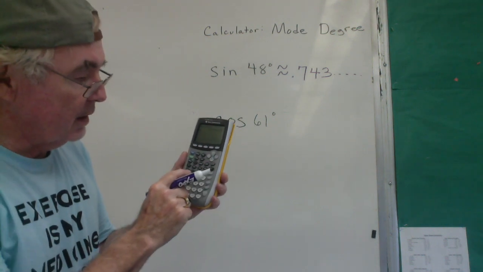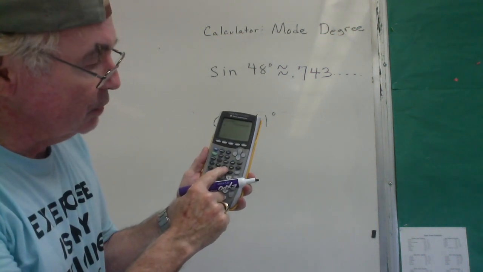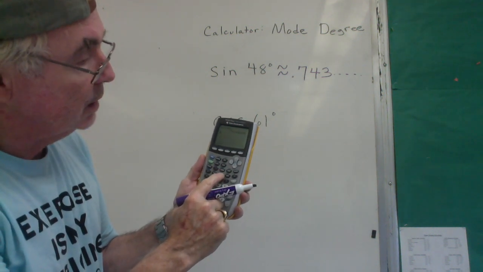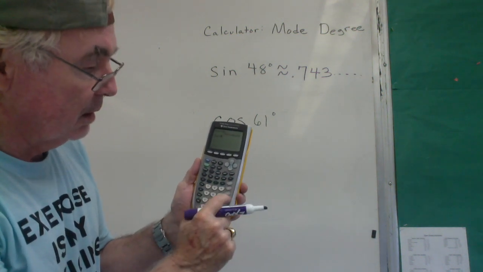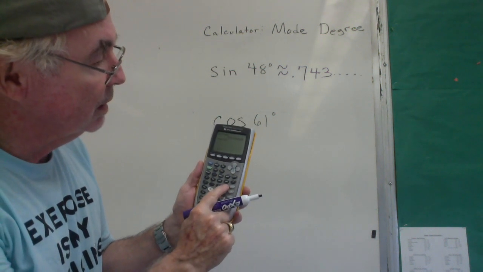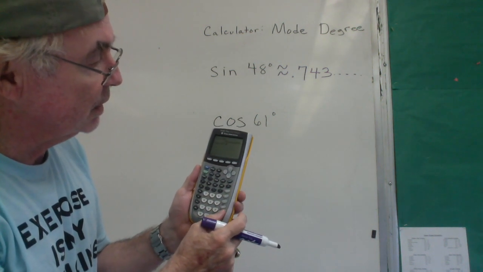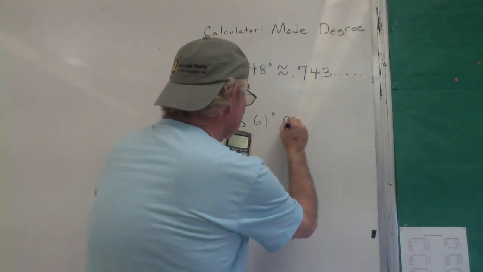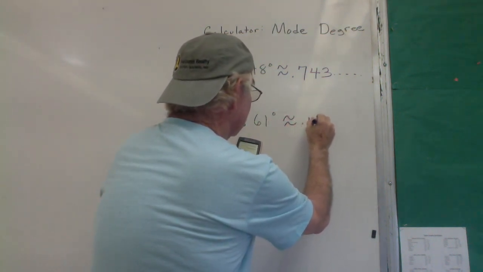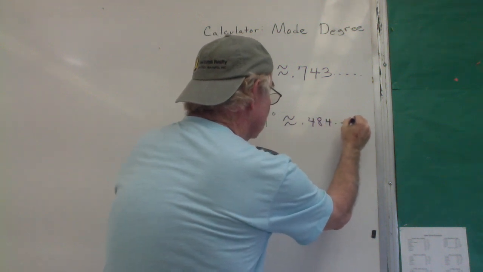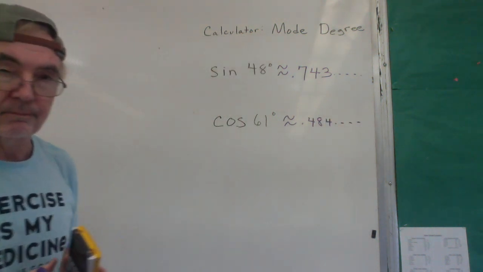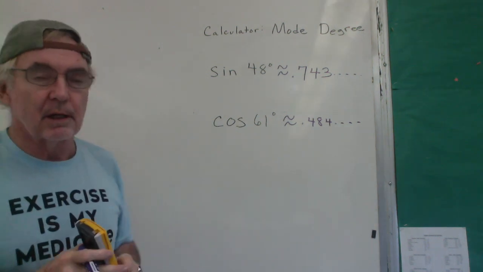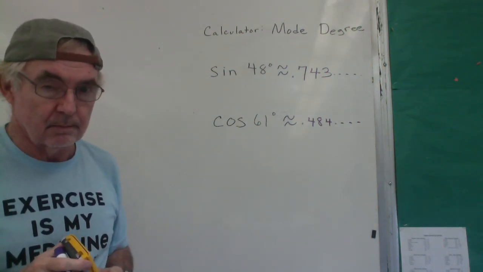The second one is the cosine. Look for the key right next to sine, cosine. Hit cosine of 61, close your parentheses and hit enter. If you have about 0.484, then you're correct. We will be using this once we master the concept of trigonometric ratios.